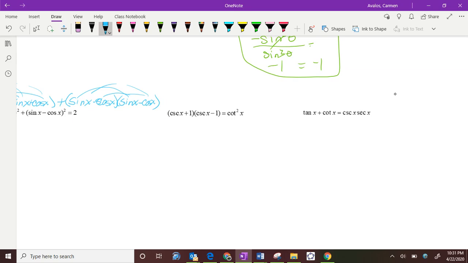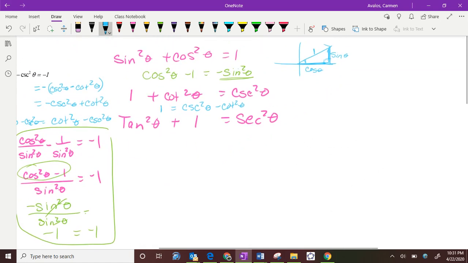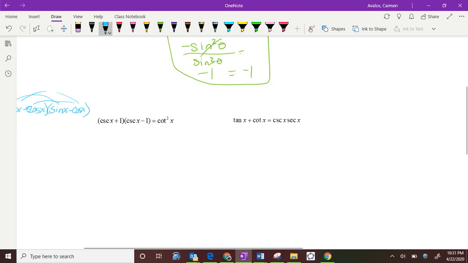So now I have cosecant and cotangent, which you could sort of look at it and say, oh, well, the Pythagorean identities has cotangent and cosecant together. So maybe you'll be able to use it. Maybe not. Maybe what you want to do is change it into sine and cosine on there, and that'll work as well. Remember, we can only work on one side.